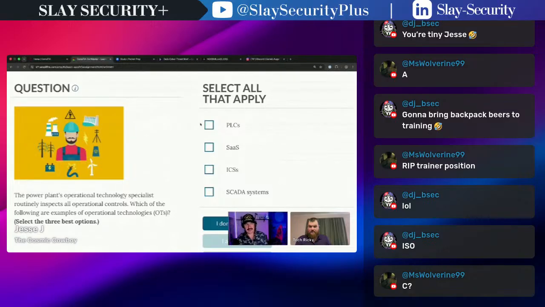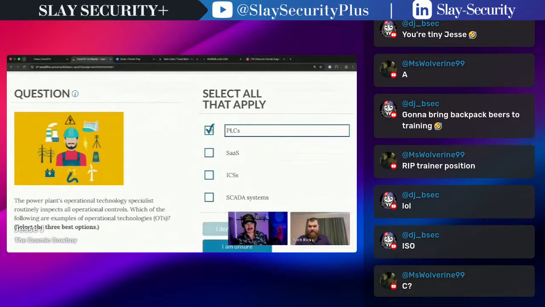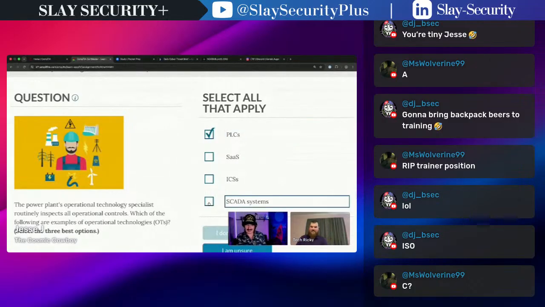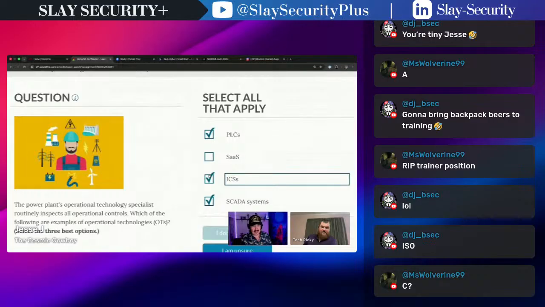Well, I know PLCs definitely are. Yeah, everything but SaaS. And I definitely know that SCADA is. And I know that ICS stands for, what is it? Industrial Control Systems? I think so. Or solutions? I don't know. But I know that this is, what is that? Software as a service? Yep. And so software as a service has nothing to do with operational technology, SCADA systems, ICSs, and PLCs, which I forgot what the P is and the L, but I know the C part is controller.